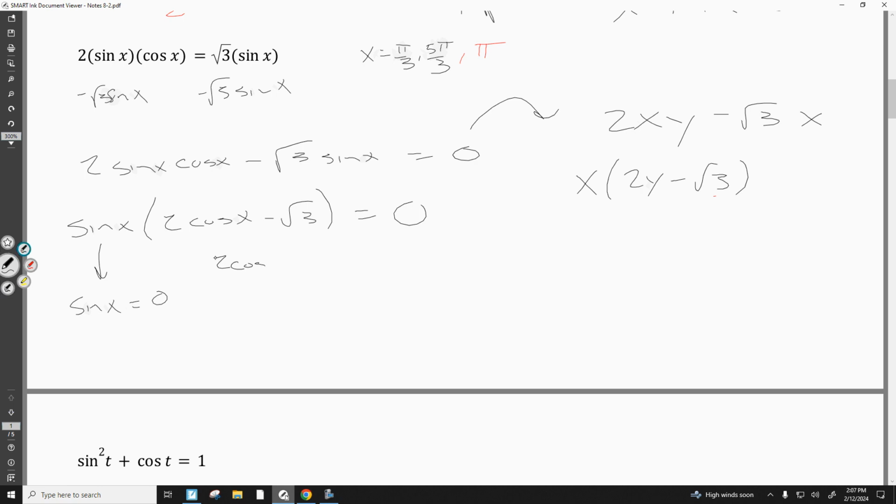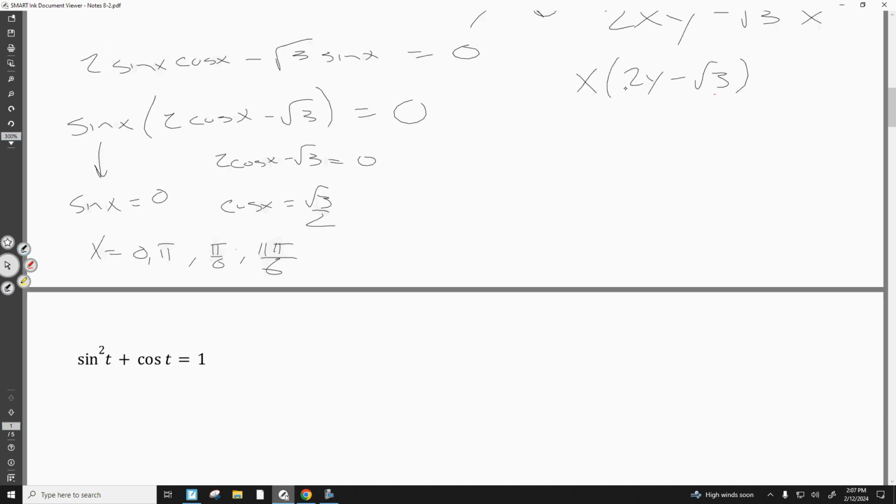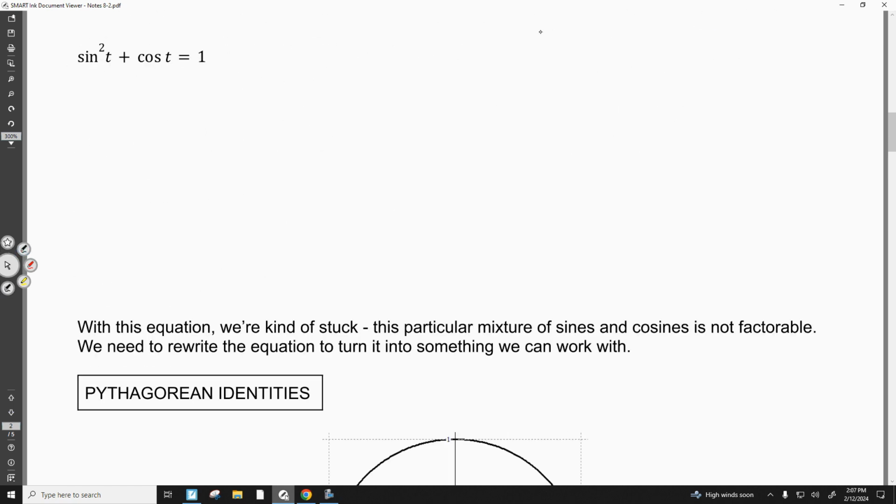2 cos x minus root 3 equals 0 turns into cos x equals root 3 over 2. Sine equals 0 at 0, pi, 2 pi. Cosine equals root 3 over 2 at pi over 6 and 11 pi over 6. How do I know that? Not because I've memorized, because I figured it out. Don't copy it down. It's worth nothing. Stop copying things down. Do it.